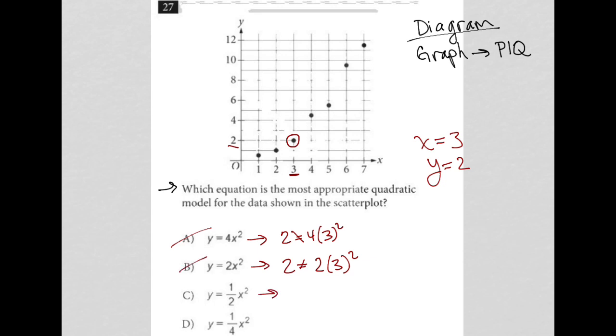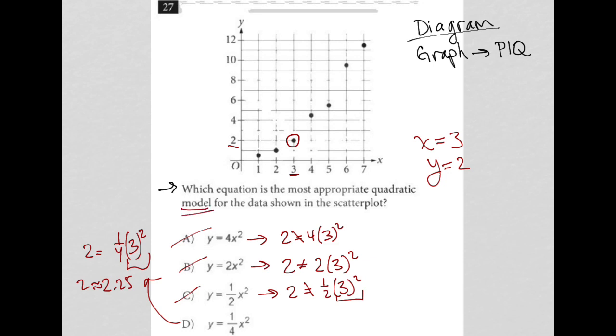Choice C, is it true that 2 is equal to 1/2 of 3 squared? Let's see, is that true? 3 squared is 9. Half of 9 is not 2, so that's gone. And choice D, just for more space, is it true that 2 is equal to 1/4 of 3 squared? So 3 squared is 9. 1/4 of 9 is like 2.25. And that's going to be the closest one, right? 2.25. It doesn't have to be exact because we're creating a model, right?